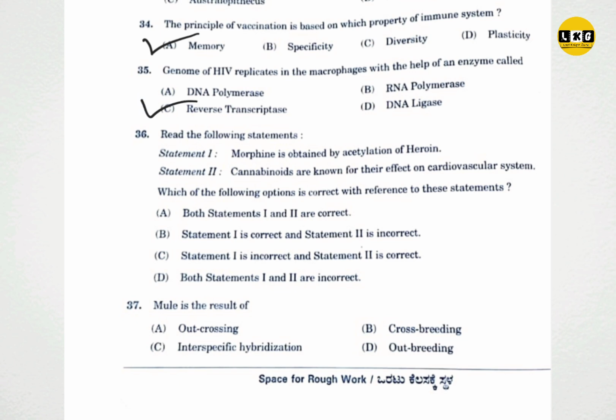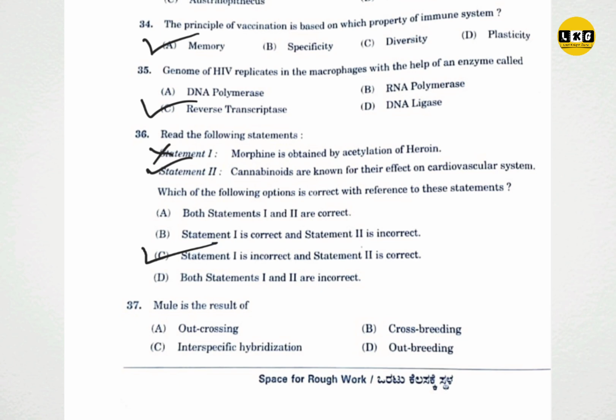Next, read the following statements. So again two statements are given. Let's see. Statement 1. Morphine is obtained by acetylation of heroin. No, heroin is obtained by acetylation of morphine. So statement 1 is wrong. Next, statement 2. Cannabinoids are known for their effect on cardiovascular system. So this is correct. So statement 1 is incorrect and statement 2 is correct. Option C.